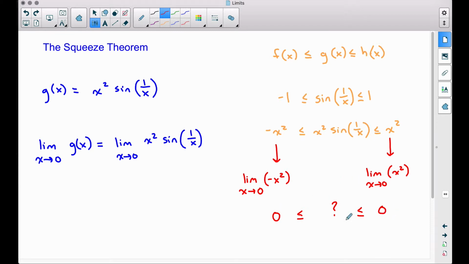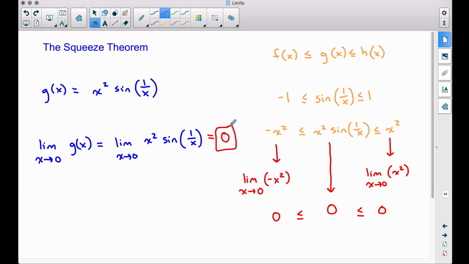And this is illustrating it without us necessarily having to look at a graph. Well, if 0 is less than or equal to something, and that's less than or equal to 0, this question mark here must be a 0. So that is going to be the limit to this particular problem. And again, let's look at that. So we're saying that this is equal to 0.